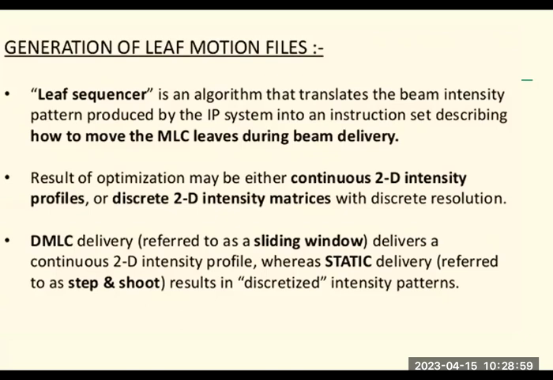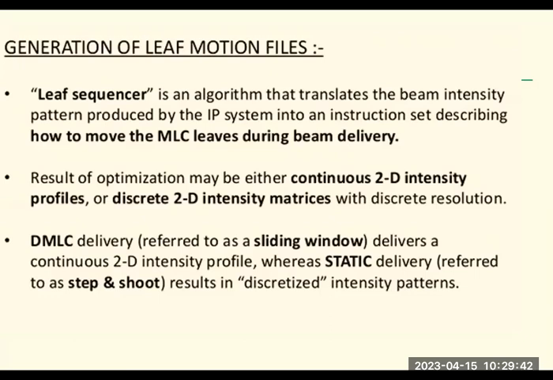That is done by 2D intensity profiles, and those profiles have values in a matrix. Those values will control the leaf motion. This is a very important one in IMRT. When I say intensity modulated radiation therapy, the very important phenomenon is the leaf motion. In the MLC, the leaf motion plays a very important role. Next is the DMLC, which delivers the beam towards the tumor with a sliding window.